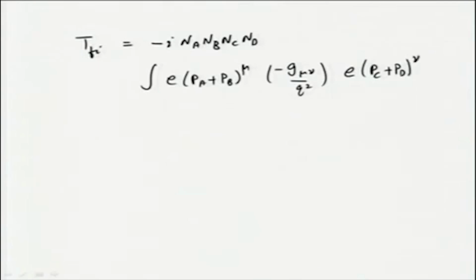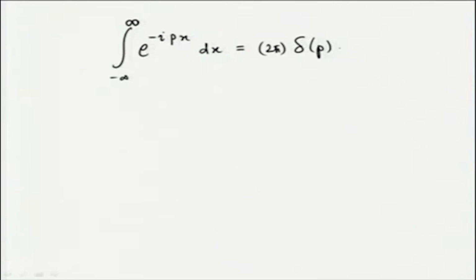None of this depends on the position. So, integration comes out of the integration. Integral exponential minus i (p_A + p_C - p_B - p_D) x d^4x. What is the integral of e to the power minus i p x dx from minus infinity to plus infinity? This is nothing but the Dirac delta function.